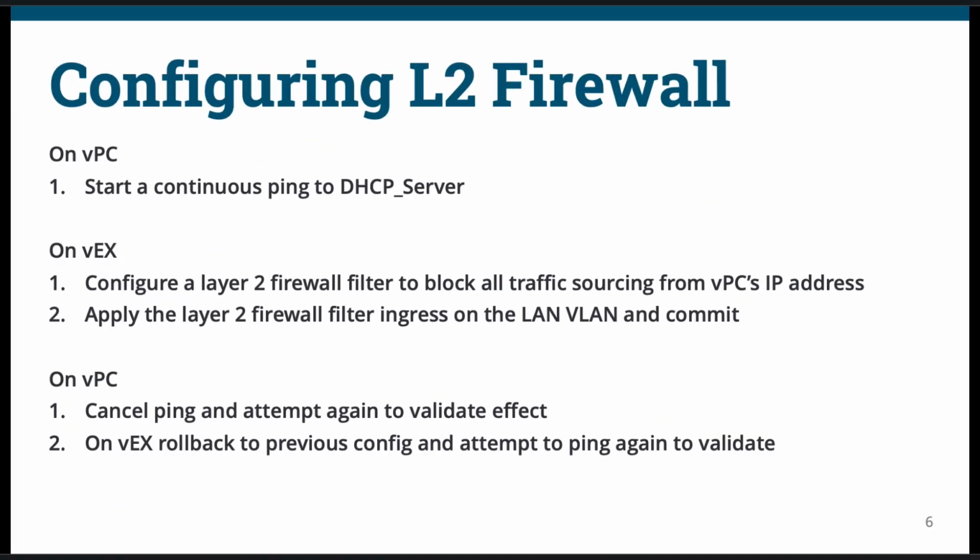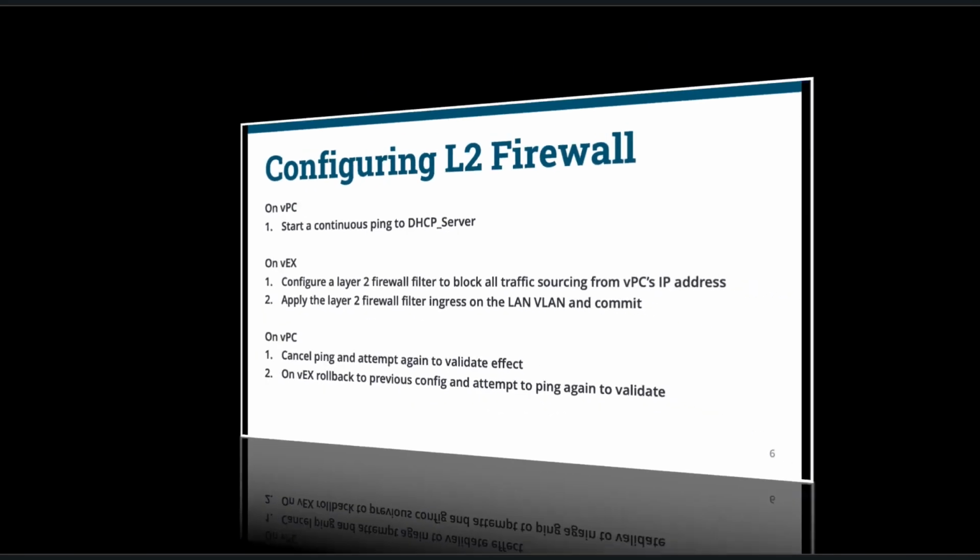In the final part of this lab, we'll configure a Layer 2 firewall filter. This firewall filter will block all traffic sourcing from the virtual PC's IP address. The filter will be applied ingress on the VLAN on the EX switch, and we'll then review the effects of the filter. So, without further ado, let's get started.